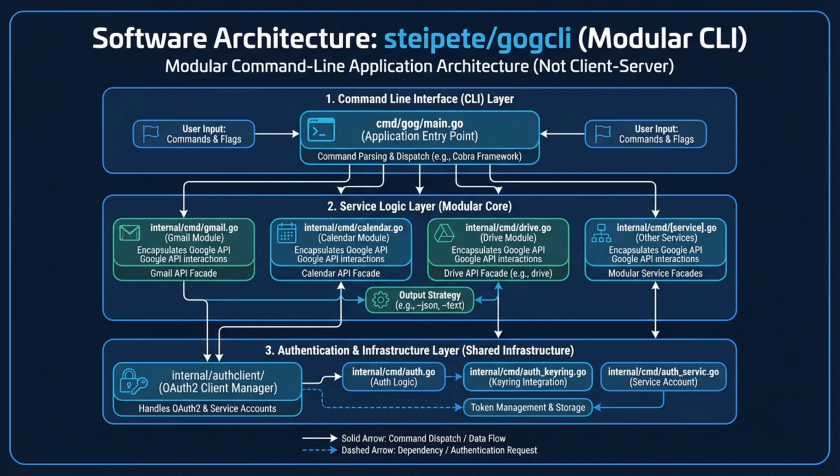Before gogcli, developers faced a fragmented landscape. Want to automate Gmail label management? Use one tool. Need to script calendar event creation? Reach for another. Each tool came with its own authentication flow, configuration files, and API quirks. The pain points multiplied in CI/CD environments where browser-based OAuth flows broke down.